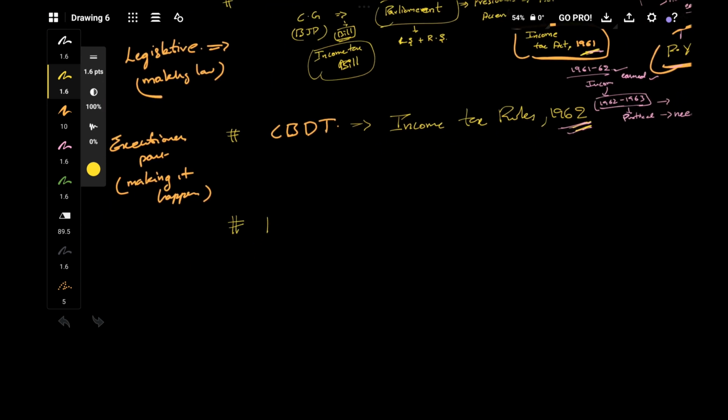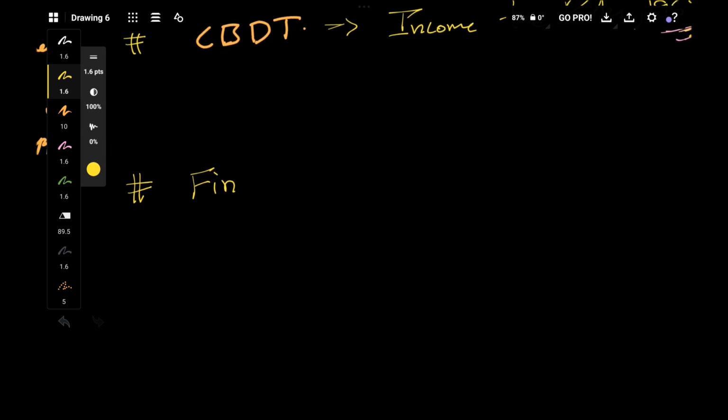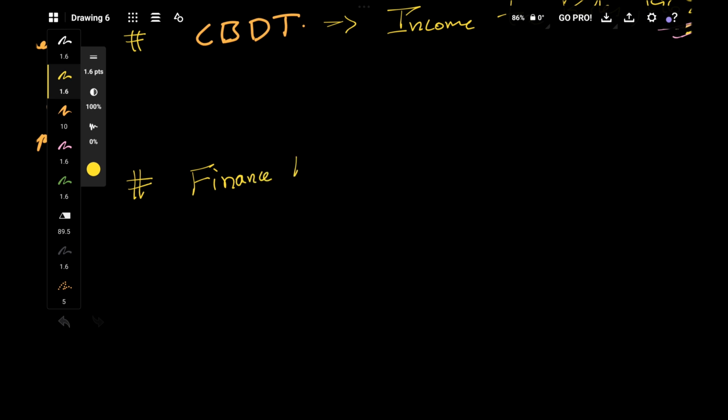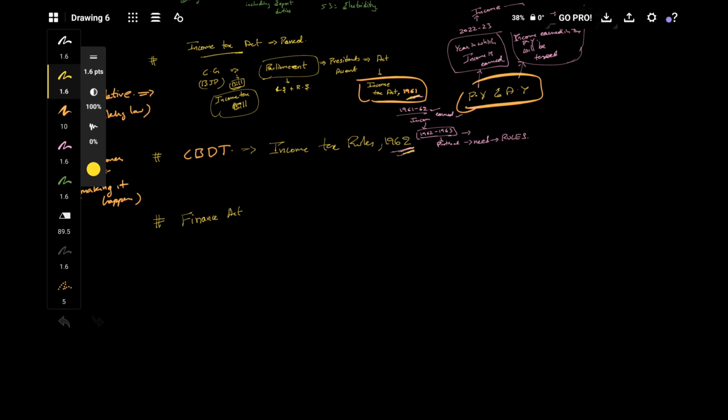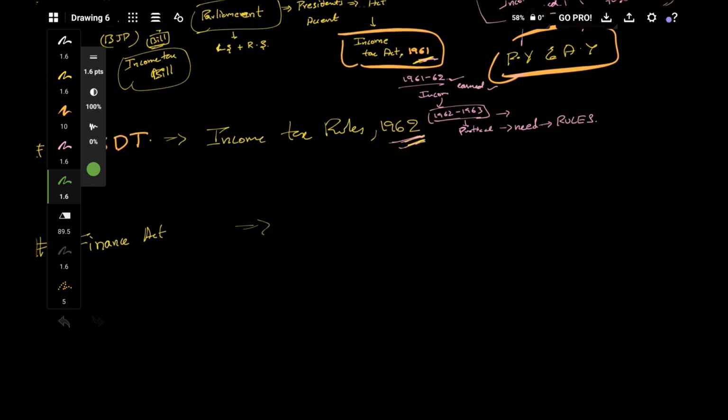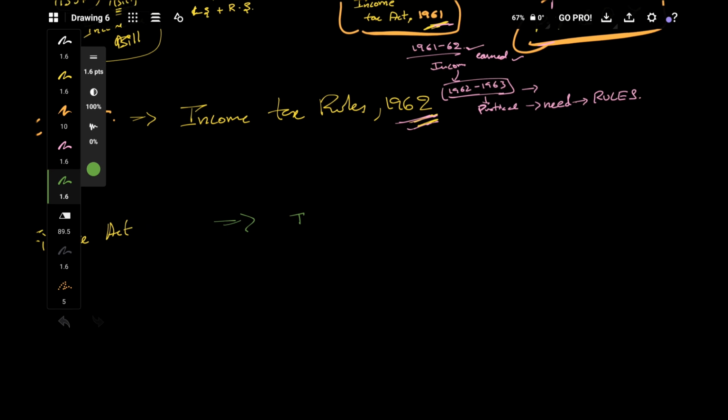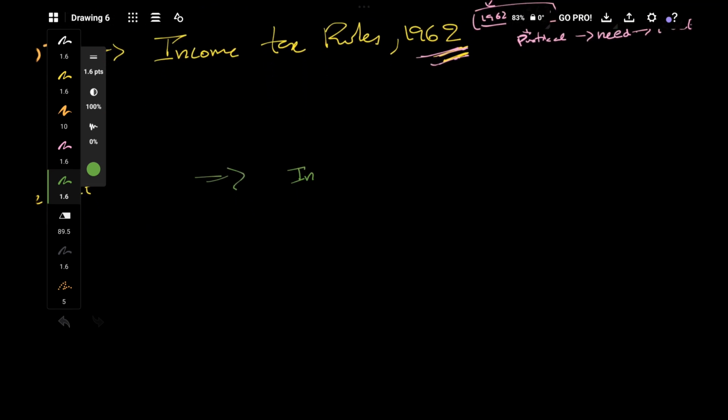So what is the Finance Act? What has happened is the Income Tax Act came in 1961. Okay, now we are in which year? 2024-25.